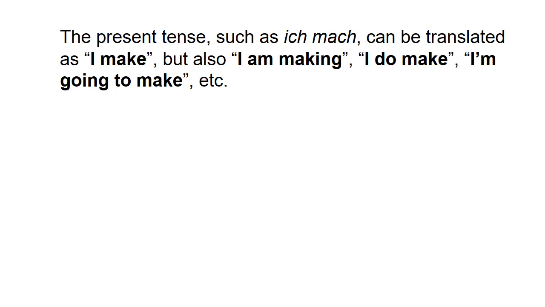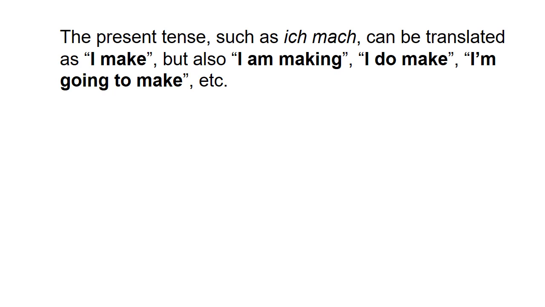The present tense, such as ich mach, can be translated in many different ways. For example, you could say I make, but you could also translate it as I am making, or I do make, or I'm going to make. In English, we have many different variations and nuances on our present tense. So when you say I make, it kind of means that you do it on a regular basis. Whereas if you say I am making, it means you're doing it right this very instant. If you say I do make, it kind of implies that you definitely do make this thing. You're emphasizing the fact that you do it. I'm going to make means that you're going to do it very soon.